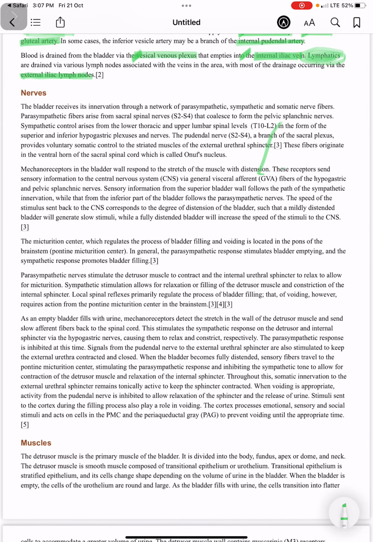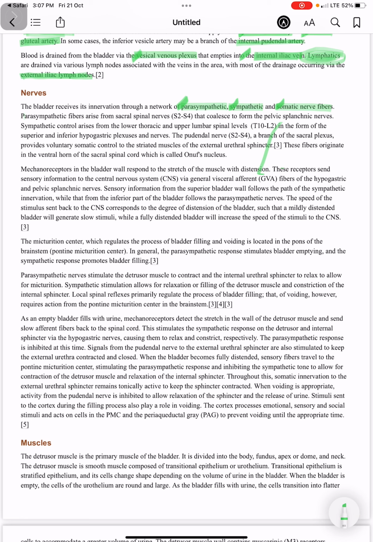Bladder. The bladder receives its innervation through a network of parasympathetic, sympathetic and somatic nerve fibers.